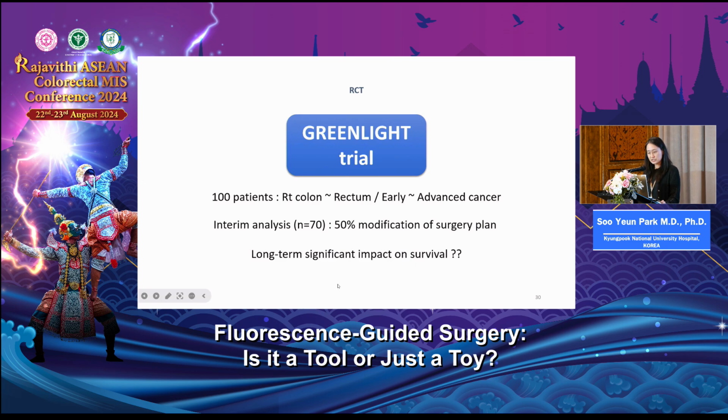So recently, there is an ongoing clinical trial, the GREEN LIGHT trial, which evaluates ICG fluorescence imaging for lymph node mapping, and they showed that they had to change the surgery plan for about half of the patients. However, the long-term impact will be published later.